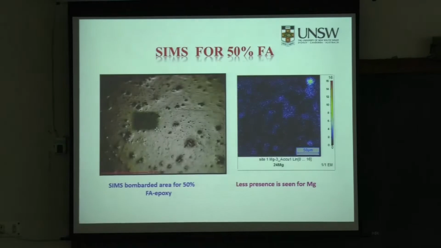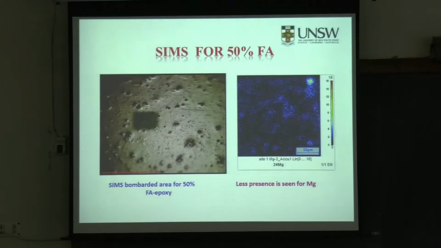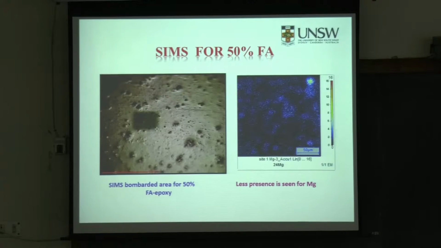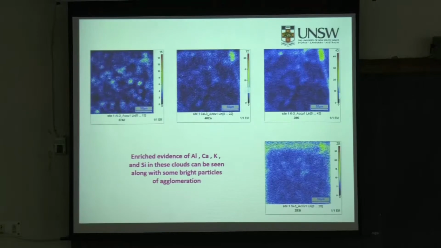Now going to the 50% fly ash, again here, this is the area, a similar square area you are looking at, and then you go for SIMS, and it shows that SIMS has less presence of magnesium and enriched evidence of aluminum.